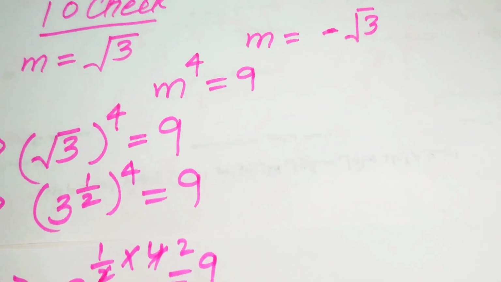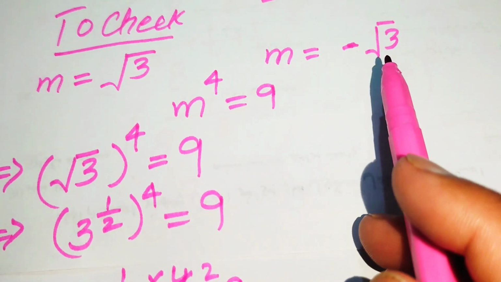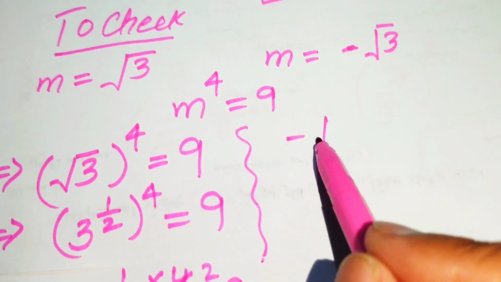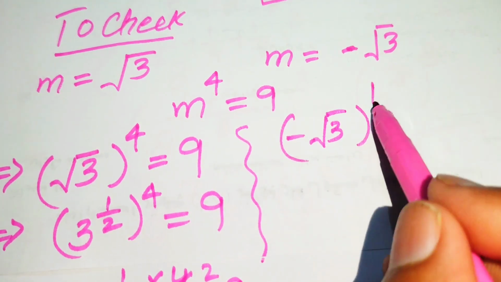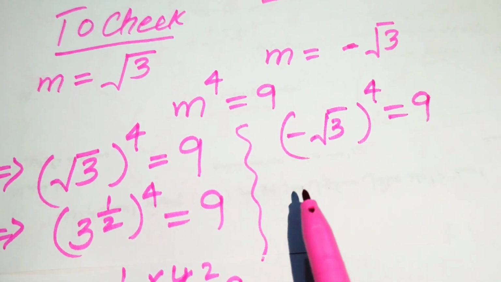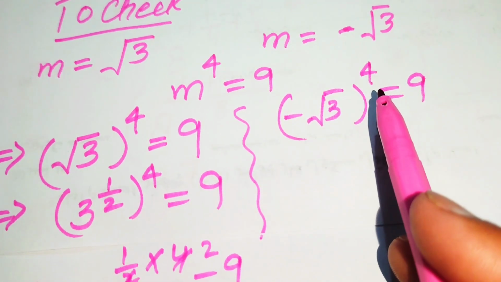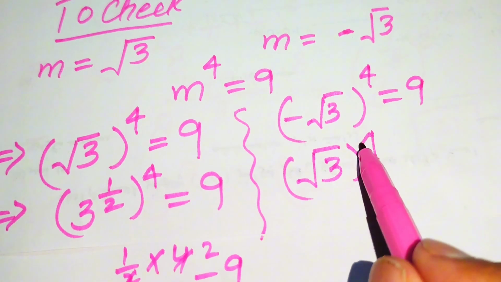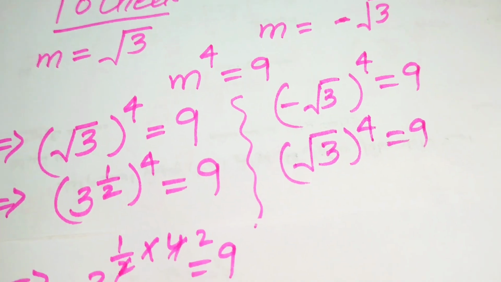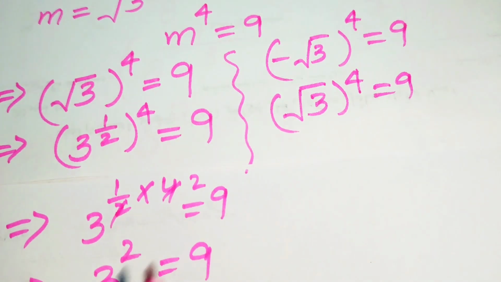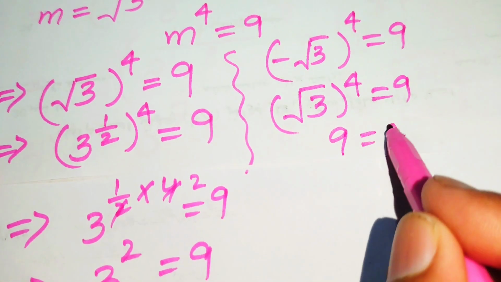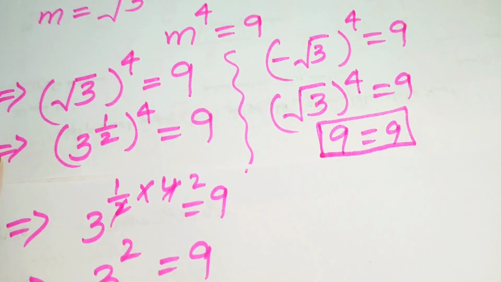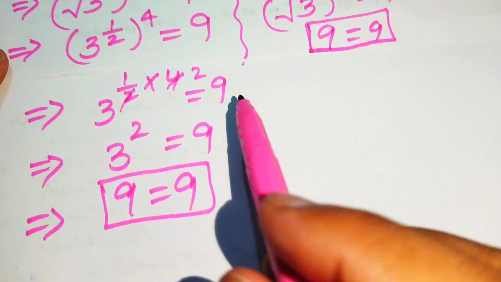So now we move towards our second root. This is our second root, m equals minus square root of 3, and we substitute it here and check its behavior. It will be written as minus square root of 3 and its whole power 4 equals 9. We have the minus sign and its exponent is an even number, so it becomes positive. So we have square root of 3 and its whole power 4 equals 9, which becomes our first case, and we easily say that 9 equals 9. So our first two real roots satisfy the given question statement, and now we move towards our complex roots.